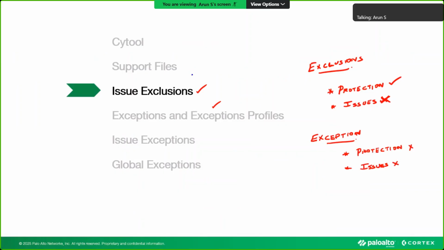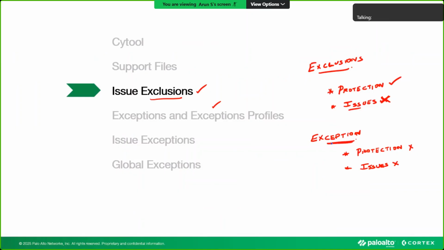So if I'm going for exclusions, protection is there. That means my malware protection module, exploit protection module, all those are working. If any malware comes up, it is going to block it. Yes, but I don't want the issues. So whatever alerts, whatever issues the agents are sending to the management console, I will avoid it. I don't want to put it in my issues table. I don't want to update my table. That's all. That is your exclusion.